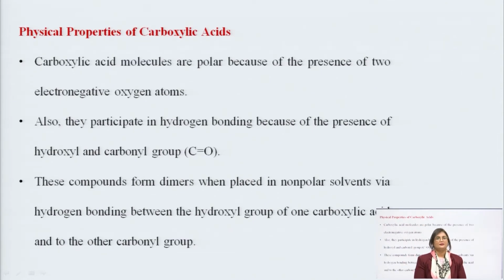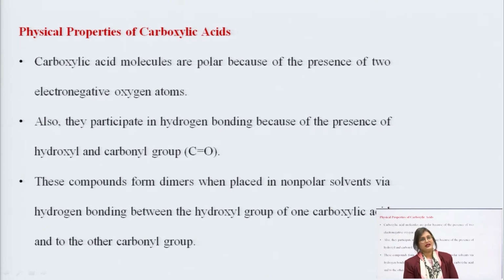Next, carboxylic acid molecules are polar. These are polar because of the presence of 2 electronegative oxygen atoms. If we talk about the properties of carboxylic acids, the first thing which comes to mind is polarity. So, carboxylic acids are polar compounds due to the presence of 2 electronegative oxygen atoms.